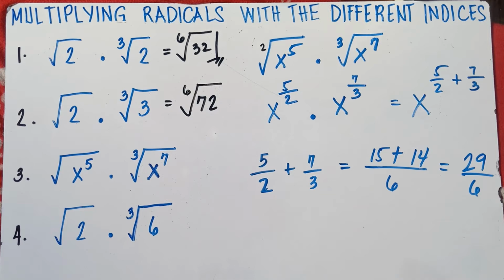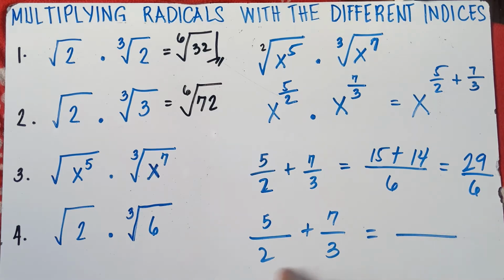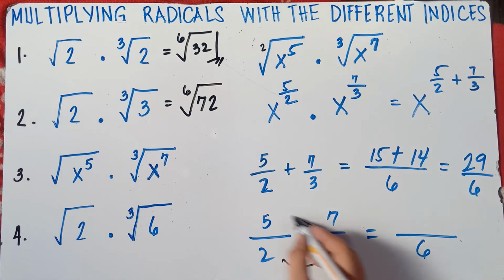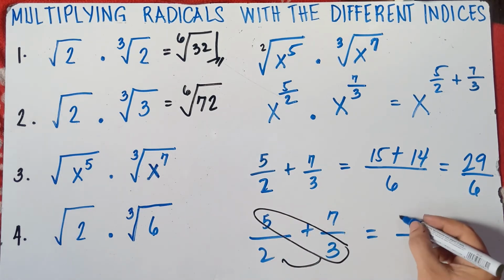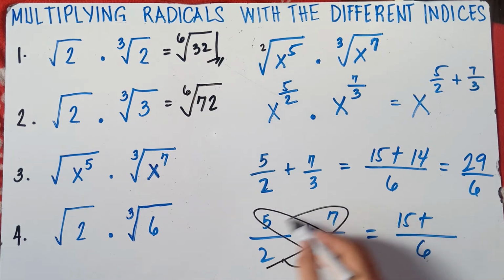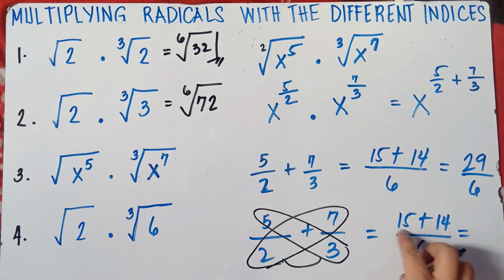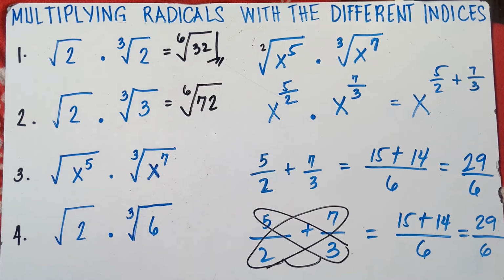Second solution, class, you can apply the butterfly method. So 5 over 2 plus 7 over 3. Multiply the denominators, 2 times 3, that is 6. Then you cross multiply, class. 5 times 3, that is 15, plus, cross multiply, 2 times 7, that is 14. Then you add 15 plus 14, that is 29. Then copy 6.